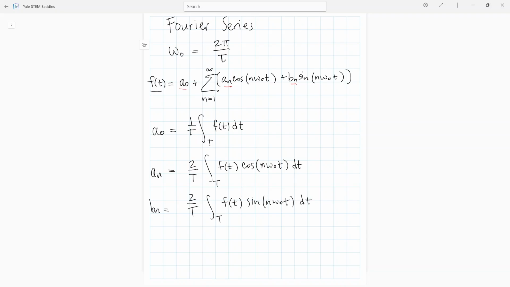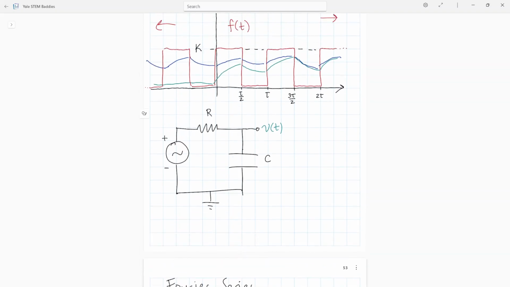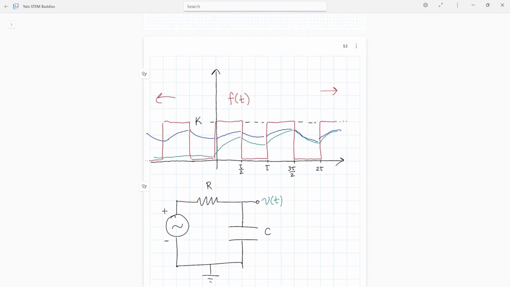Perfect. So let's go ahead and find our a sub 0 term first. If we look at this function here, let's just use our reasoning to find the average value. Over the course of one period, how much area is enclosed by this signal? Well, we see this whole block here, which has base T halves and height k, and that's just the total area enclosed by one period.